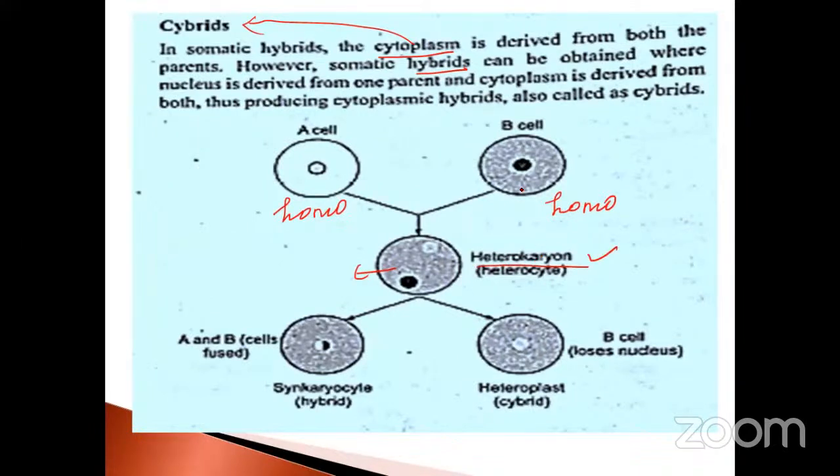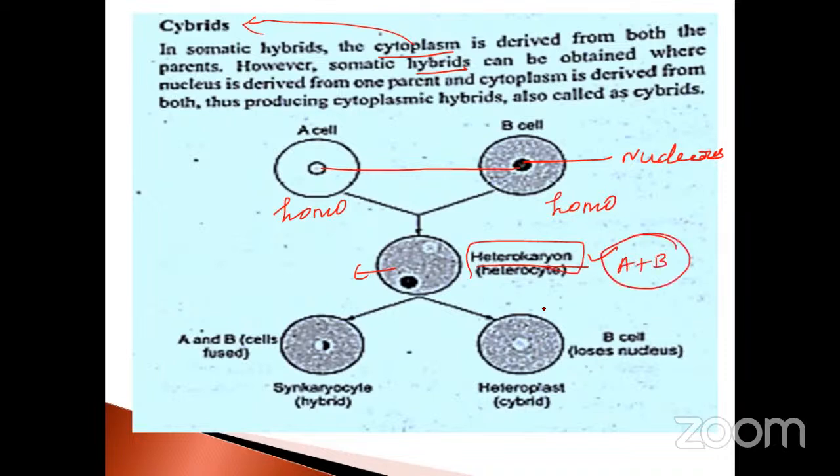What is karyon? Nucleus division. This is considered a nucleus. This is a nucleus. The cell contains both nuclei, isn't it, my dear? Both the nuclei united together. That is called a heterokaryon. Heterokaryon means both are united, A plus B united here.